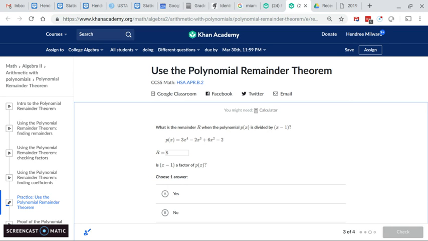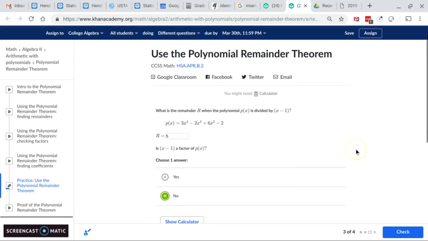Just think back to numbers. That's what it means. If 2 is a factor of 12, that's because it goes in 6 times. It goes in evenly, without remainder. So since this one has a remainder of 5 and not 0, we're going to say no for our answer. X minus 1 doesn't go in.